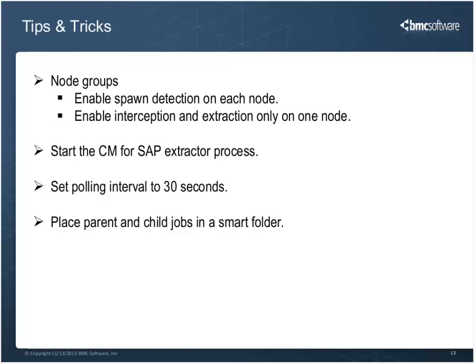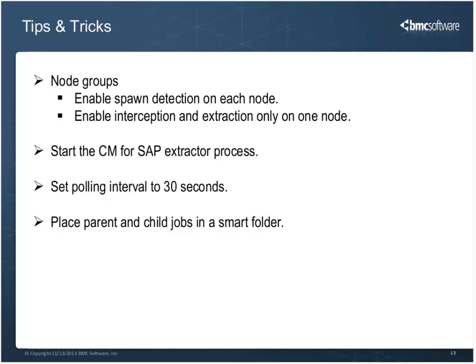In environments where node groups are used for SAP jobs, the spawn detection should be enabled on each node, but only enable interception and extraction on one node. This is because multiple extractor processes may compete with one another and intercept and extract the same jobs multiple times. This is not what you want. If you see paired jobs stuck in execution status or no spawn jobs being detected, it most likely means the control recipe extractor process is not running. So remember to start it when enabling extractor management.